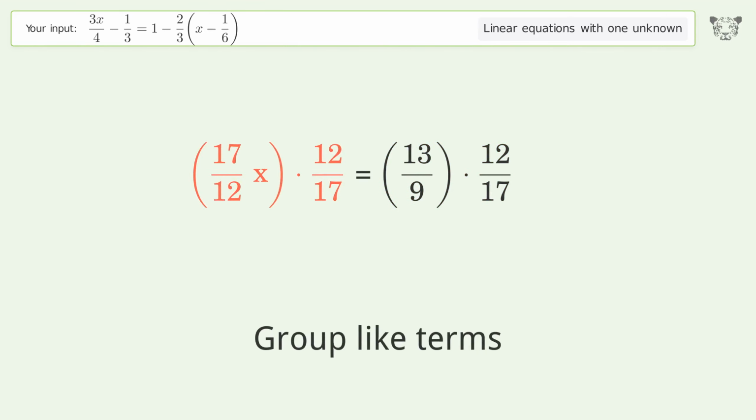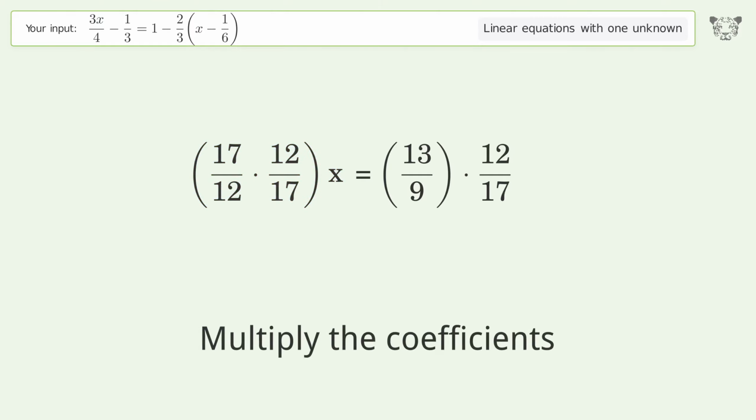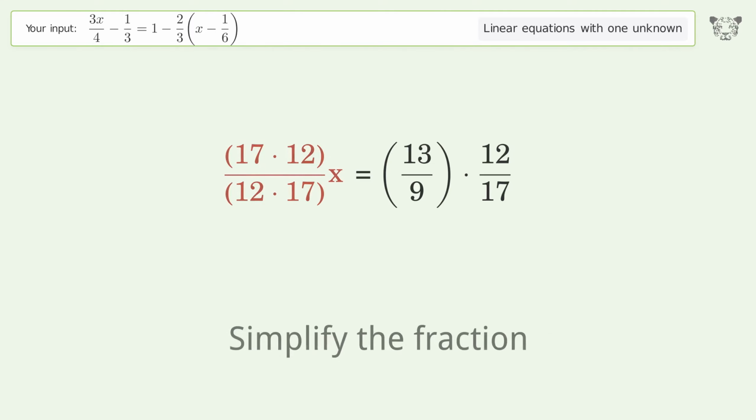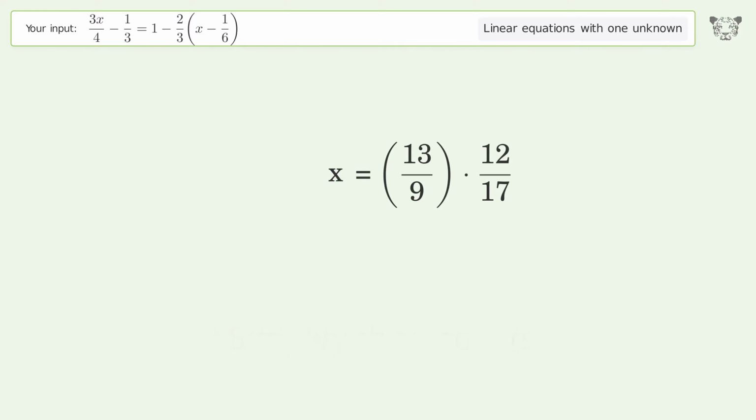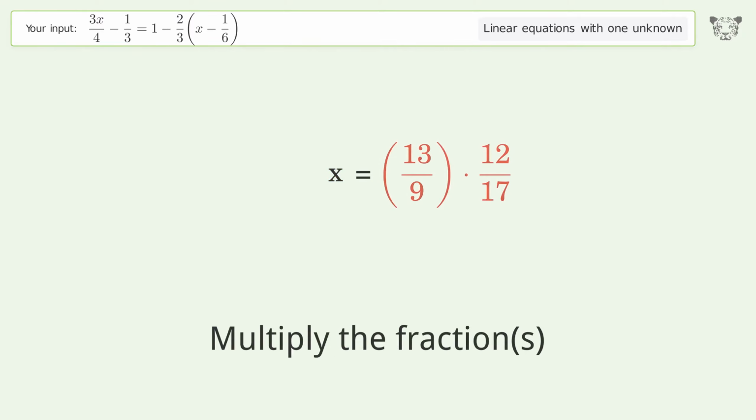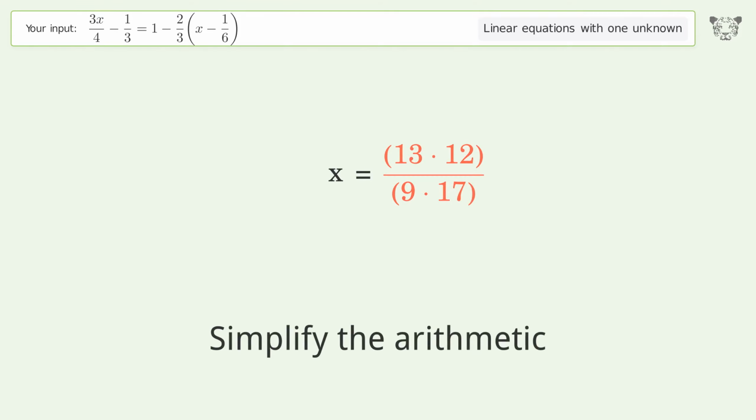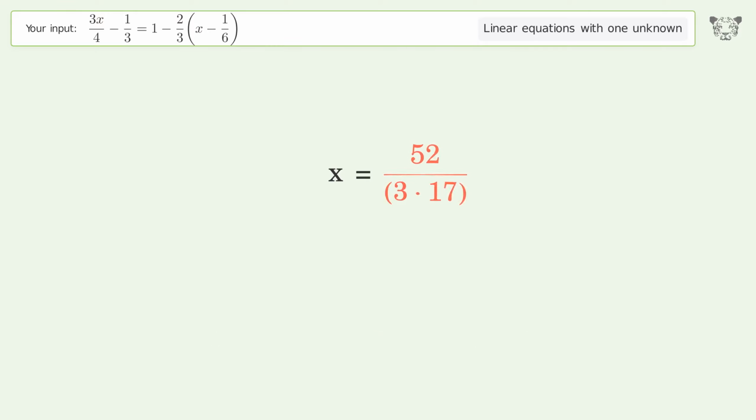Group like terms. Multiply the coefficients. Simplify the fraction. Multiply the fractions. Simplify the arithmetic. And so the final result is x equals 52 over 51.